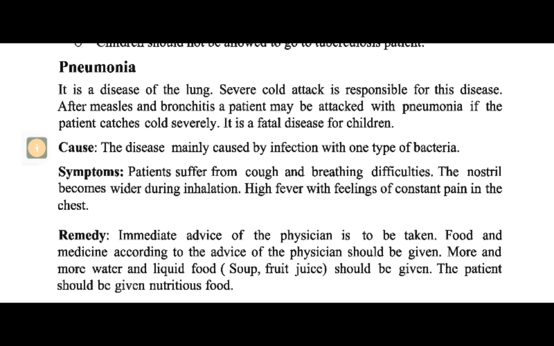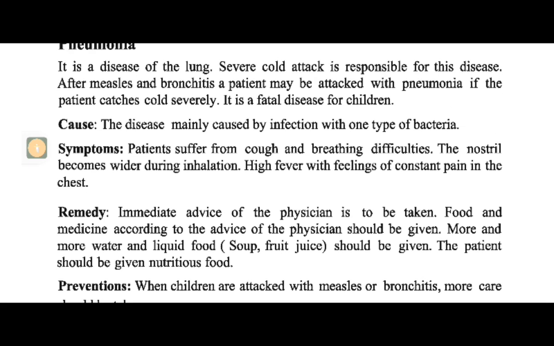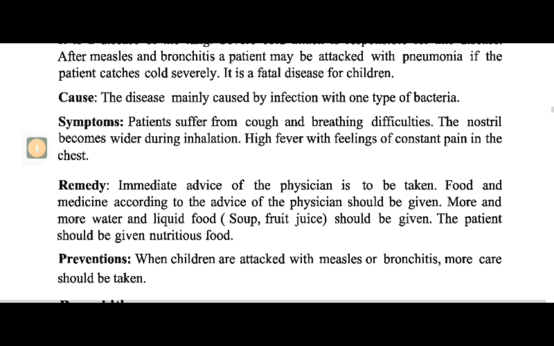Symptom: patient suffers from cough and breathing difficulties. The nostrils become wider during inhalation. High fever with a feeling of constant pain in the chest. There is pain in the chest, a very high fever, the nose flares a lot when taking breath, and there is breathing difficulty.